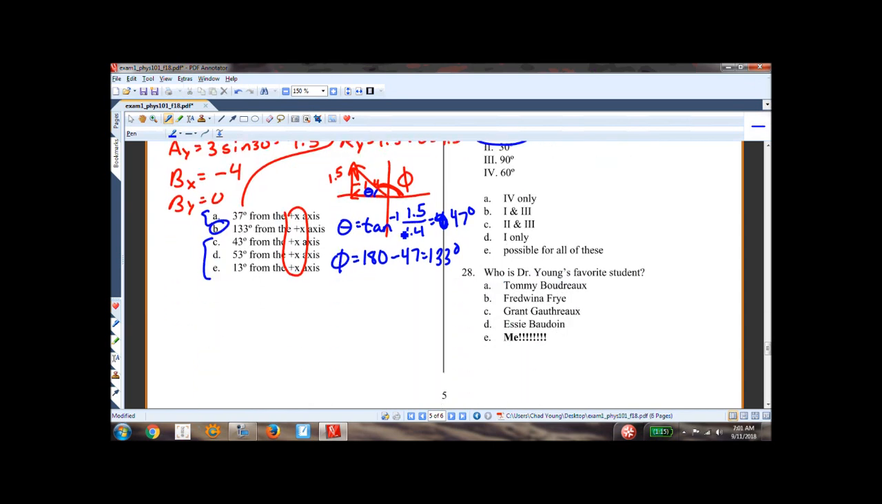Let's see, who is my favorite student? Well, Fred Weena. Actually, I've never had a student named Fred Weena, but I feel like we're ripe to have a student named Fred Weena. I never had an Essie either, but I love all my students.